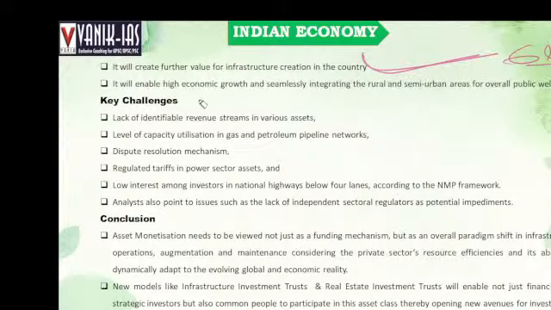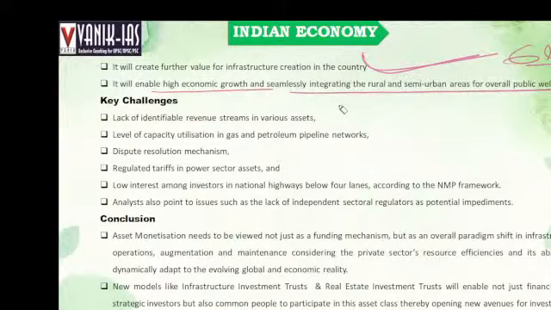It will enable high economic growth and seamlessly integrate rural and semi-urban areas, improving public welfare. If 6 lakh crore will be invested, obviously the infrastructure connectivity among semi-urban and urban areas will be much better than the present.